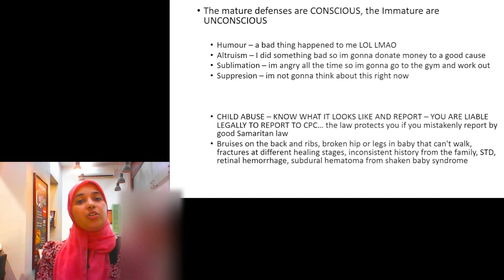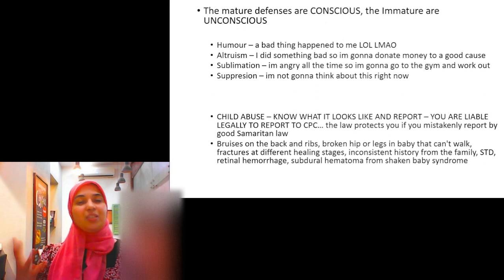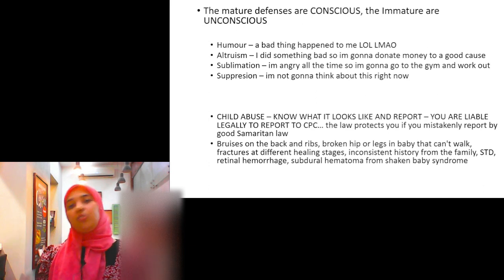Next, we're going to talk about child abuse. So we have to know what it looks like. This is extremely important on your board exams and in your life in general, because when a child comes to you, you are responsible for being totally aware of child abuse, because legally you will be responsible if something happens to this child and you did not pick it up.